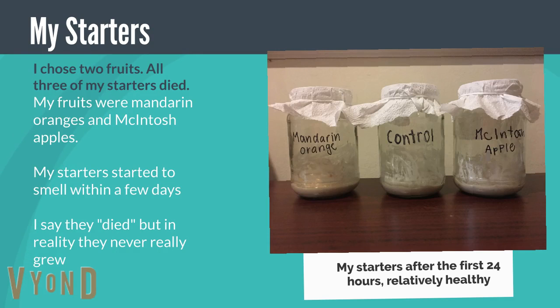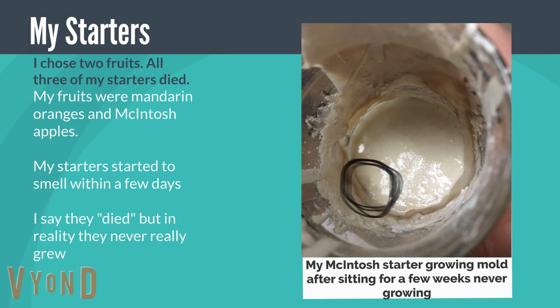Given my luck, I figured that even if I tried to do everything correctly, I would probably do something wrong, and so I thought that if I had 2 fruits, maybe one of them would survive. But inevitably, all 3 of my starters died, and I chose mandarin oranges and Macintosh apples, and my starters started to smell within a few days. I said before that they died, but in reality, they never grew. They never rose, they never formed hooch, they really didn't do anything except stay stationary and start to smell.